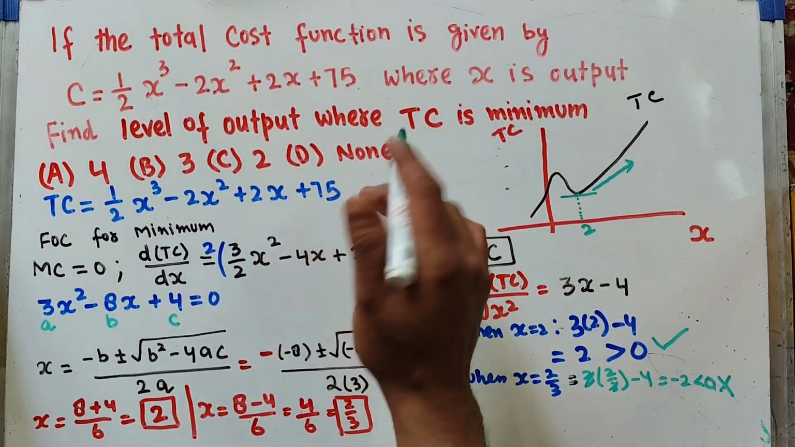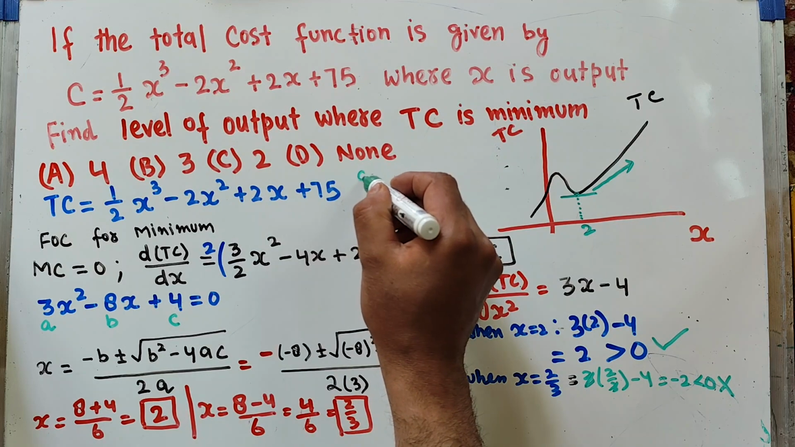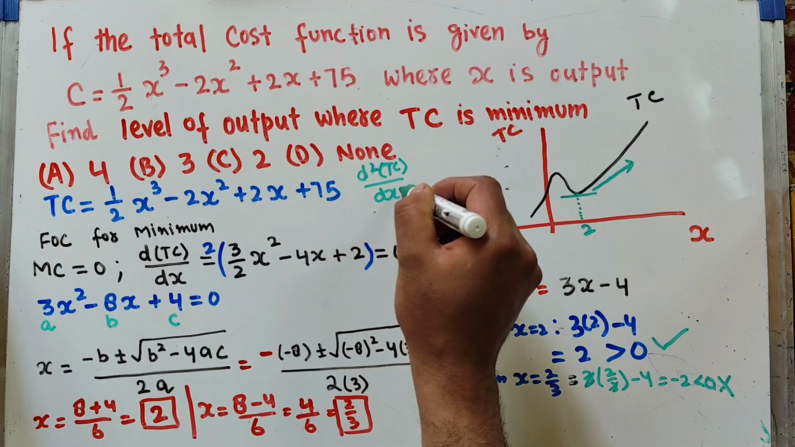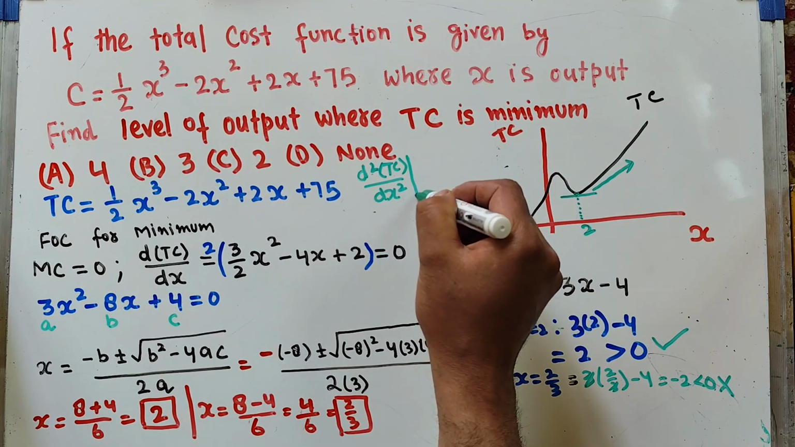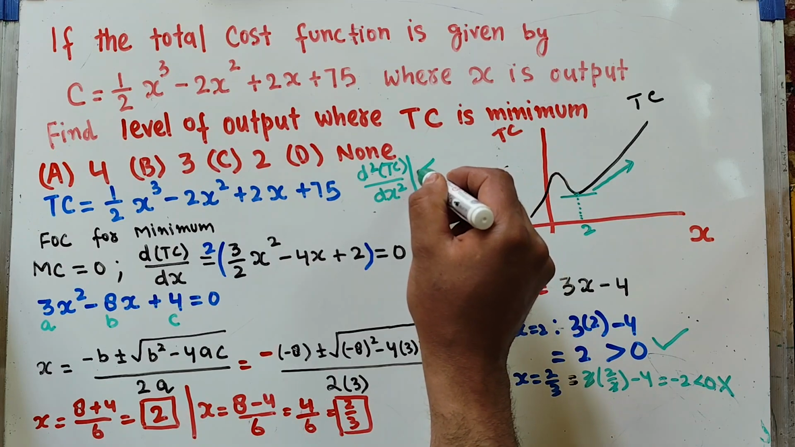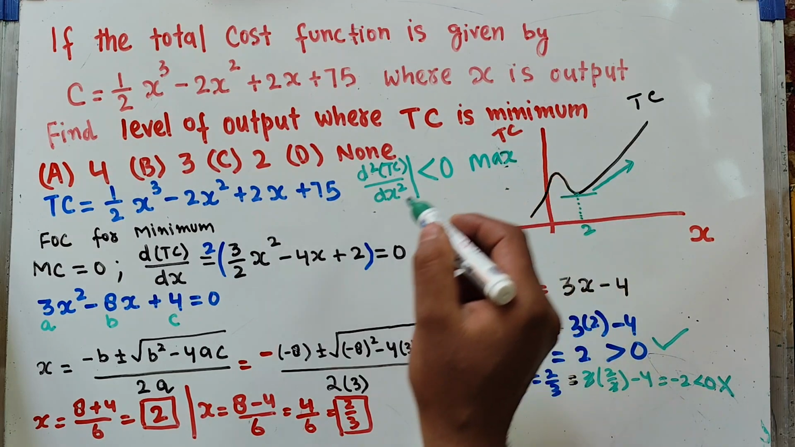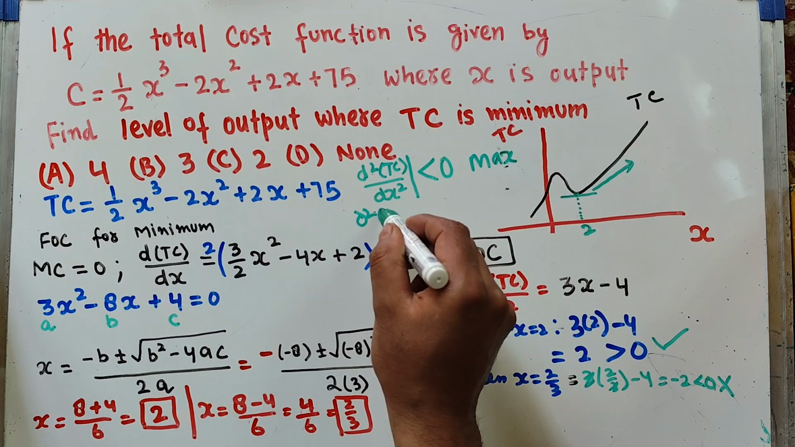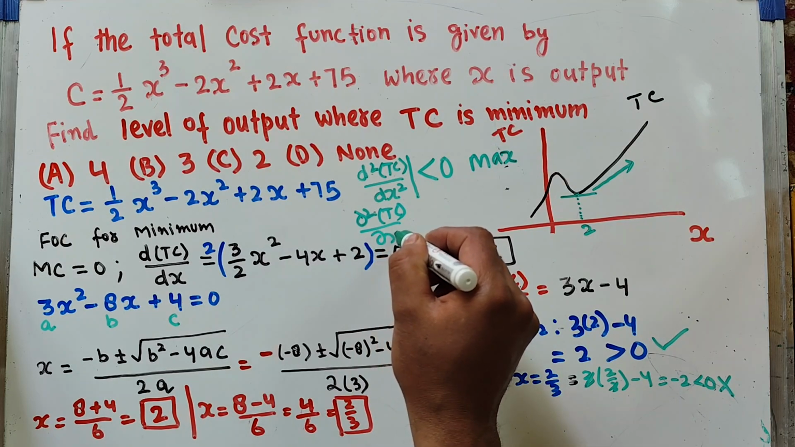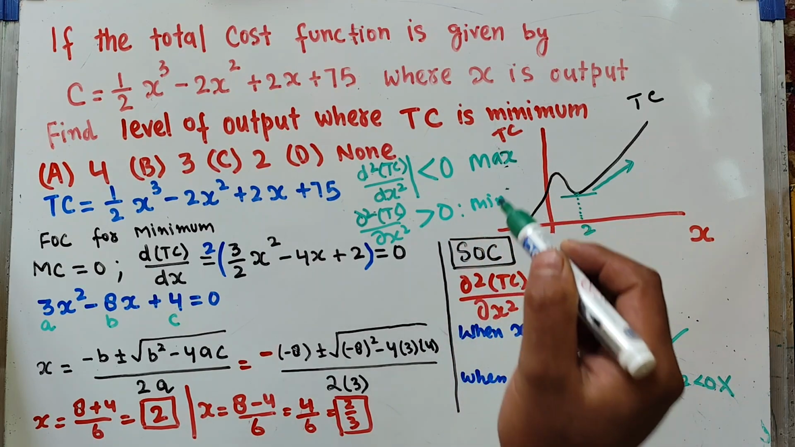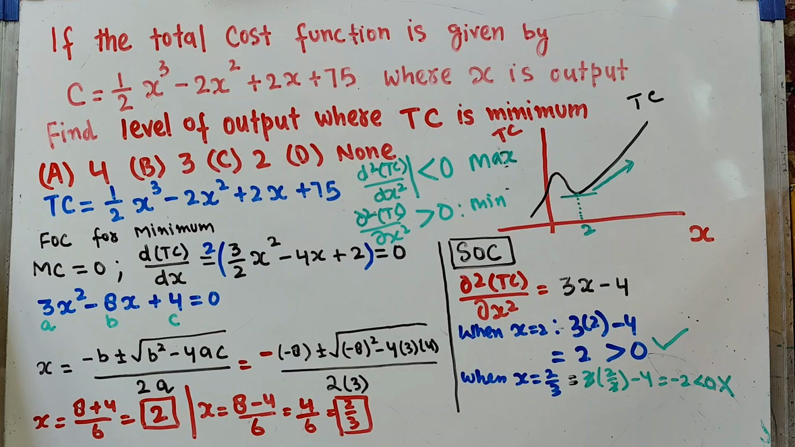Let me repeat it here. The second order condition simply tells us that if d square C divided by dx square, when we evaluate it at the critical points, comes out to be less than 0, we have a maximum point, and if it comes out to be positive, then we are at a minimum. So the second order derivative is used to test whether we are at a minimum or maximum. I hope I have made myself clear in this video.